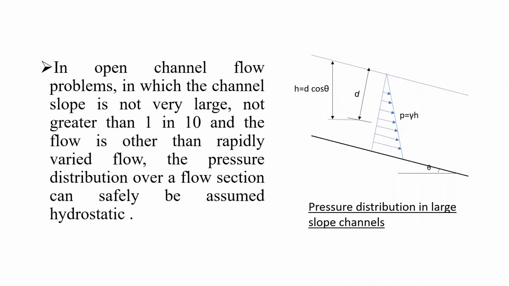In open channel flow problems in which the channel slope is not very large and the flow is other than rapidly varied flow, the pressure distribution over a flow section can safely be assumed hydrostatic. So if you see in the figure, H is equal to D into cos theta, where theta is the angle made by the slope and the horizontal datum. Cos theta, when theta is very small, will be equal to 1. So H will be equal to D. So P can be given as P equals gamma into H.